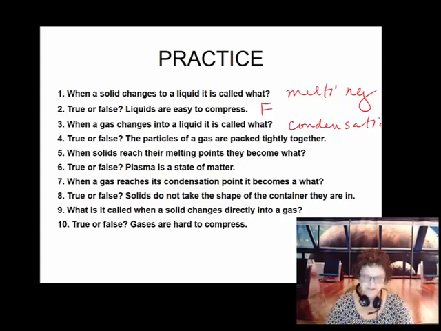True or false? Particles of a gas are packed tightly together. That's definitely false, because they're the most far apart of any of them.